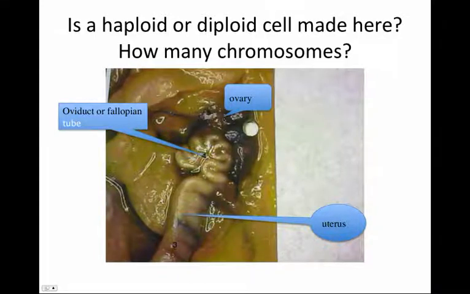Next we have the ovaries. So here you find the ovaries. This is the oviduct or fallopian tube that you're used to seeing, and then the uterus, and of course that would continue down.